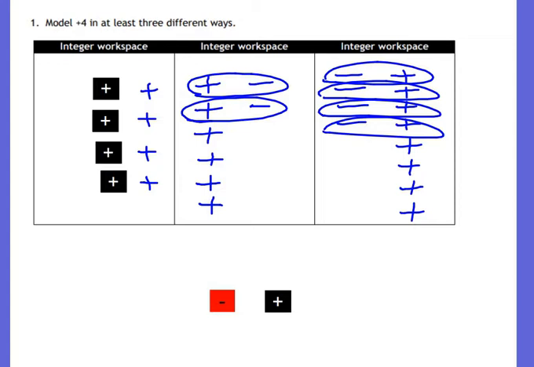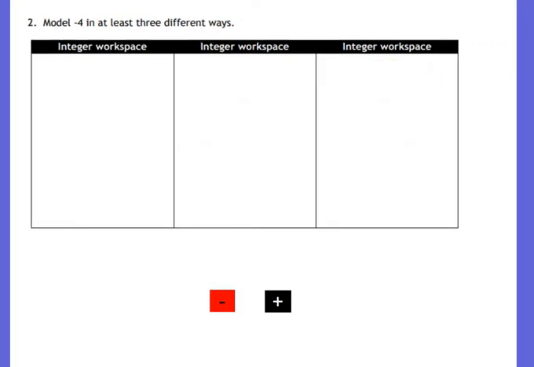I kind of imagine these 0 pairs like a video game where something hits something and the little cloud of smoke, and poof, it vanishes. That's what I imagine when it happens. Okay, I could go on with examples of these all day long. I want to look at 2.